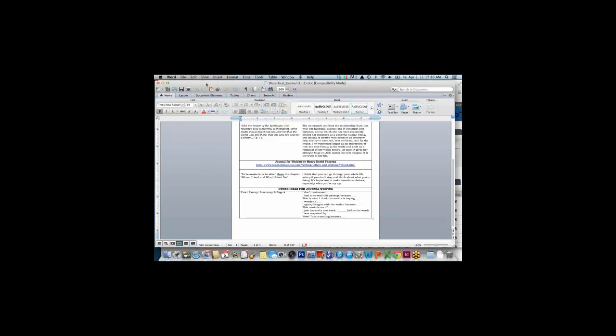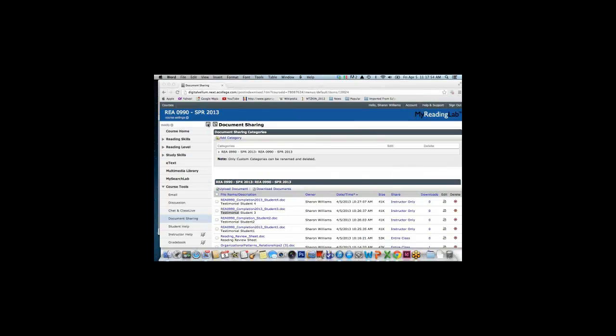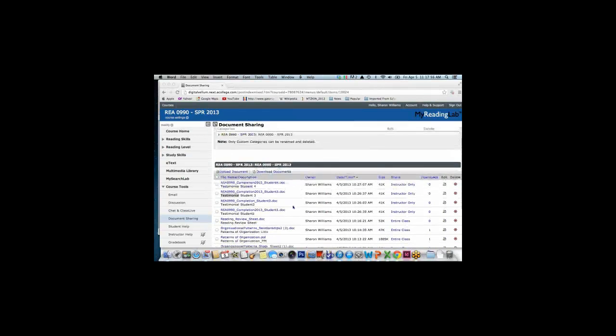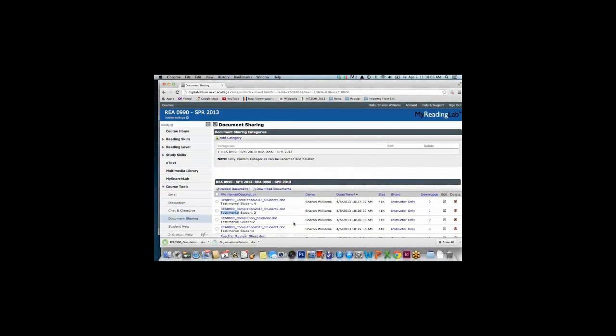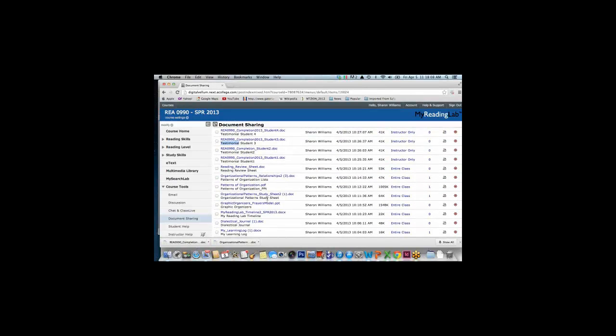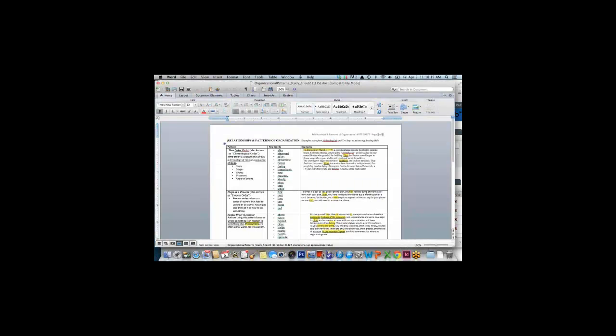The other strategy that I actually use in class that helps them join the reading and writing process is the organizational patterns. I clicked the wrong one again, but I'm going back to it. The organizational pattern sheet. Okay.